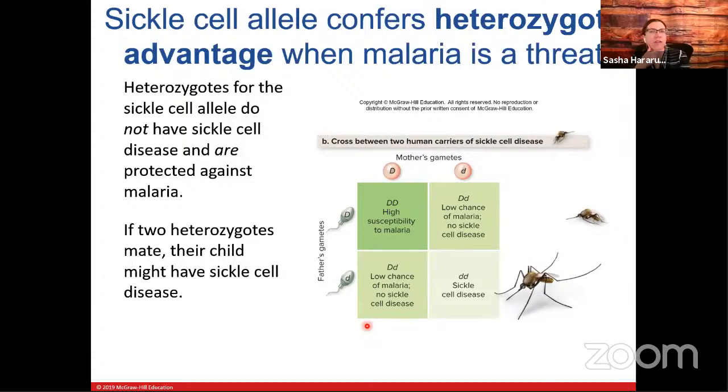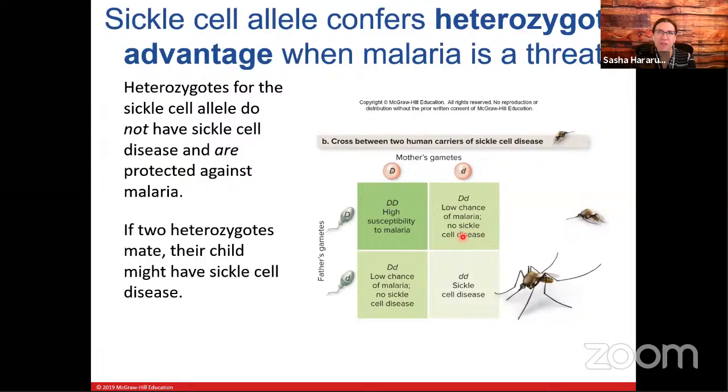So the sickle cell allele confers heterozygote advantage when malaria is a threat. Heterozygotes for the sickle cell allele do not have sickle cell disease and are protected against malaria. If two heterozygotes mate, their child might have sickle cell disease. A lot of people who live in areas where malaria is very widespread are heterozygous for sickle cell disease.